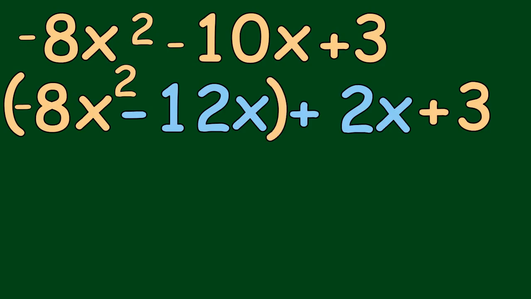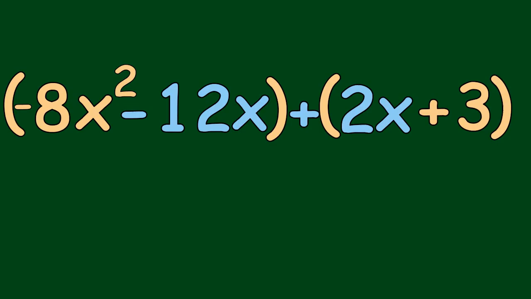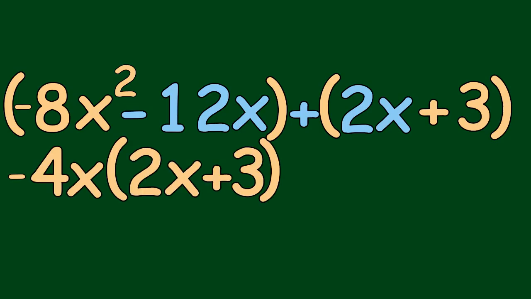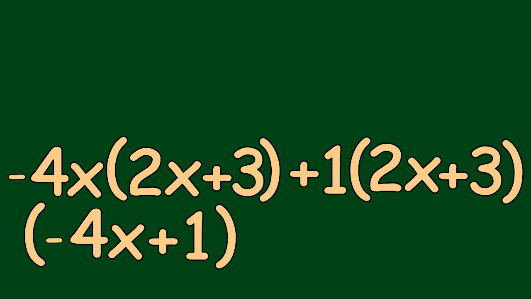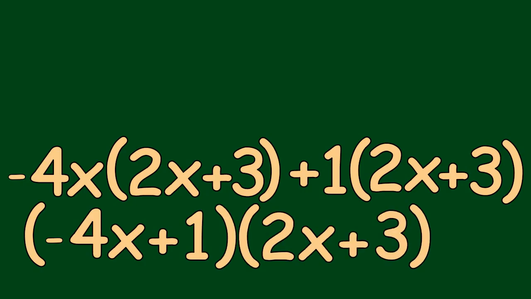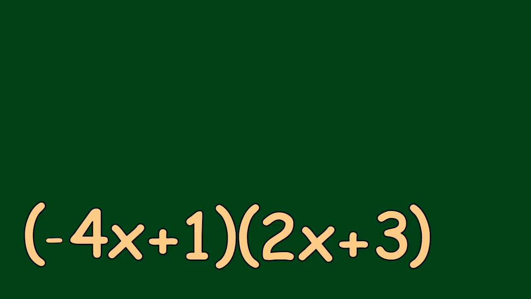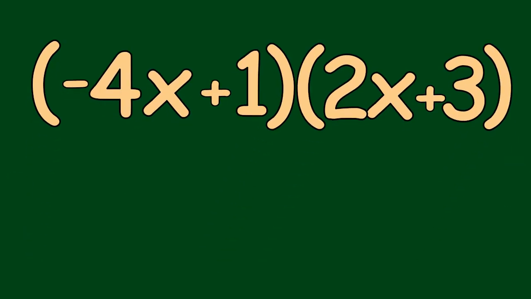Once we group the first two terms and the last two terms, we can factor out the greatest common factor. We can factor out a negative 4x from the first group to get negative 4x times 2x plus 3. Since 2x plus 3 does not have a common factor, we can put a 1 in front of that group. Negative 4x plus 1 goes into the first part of our answer, while 2x plus 3 becomes the second part. That gives us a final answer of negative 4x plus 1 times 2x plus 3.